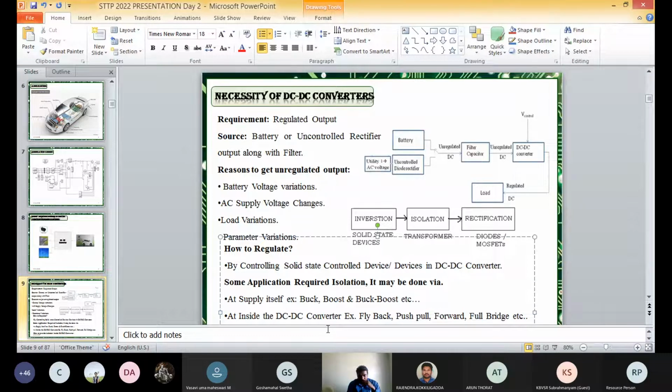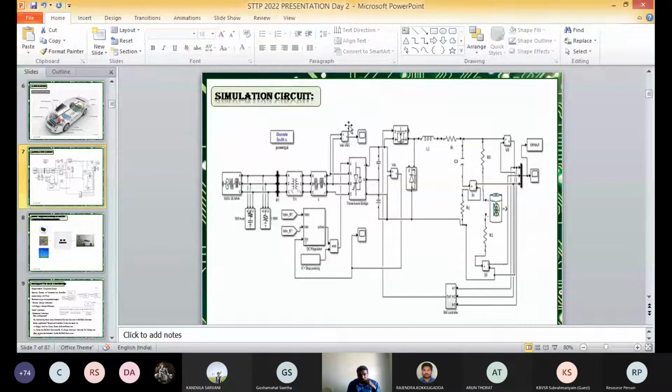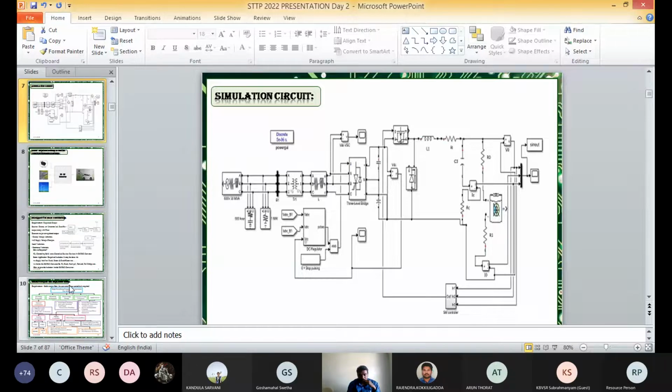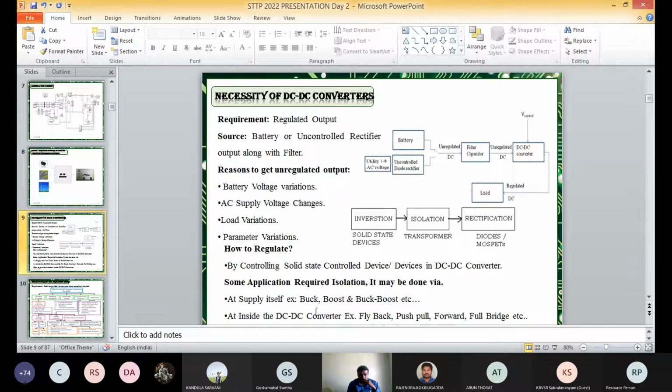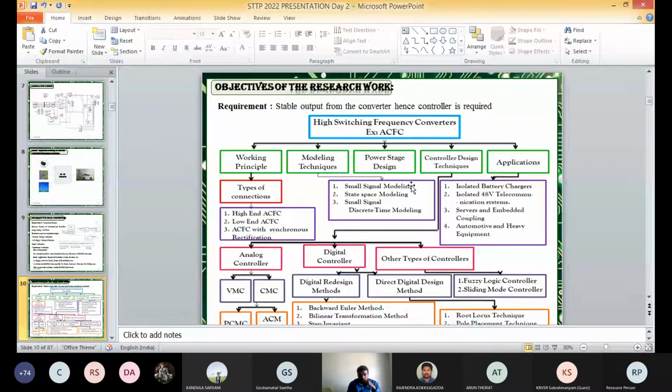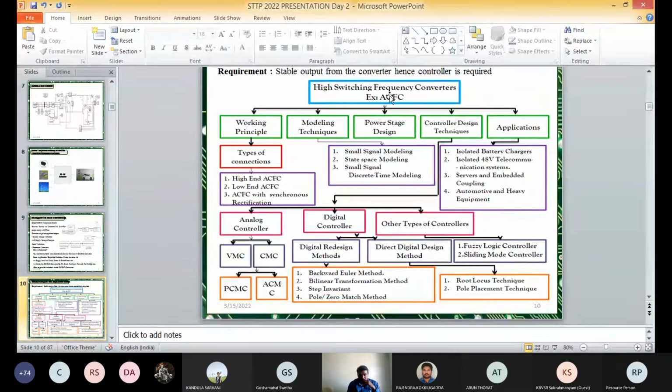In today's session we are going to discuss both the non-isolated and the isolated types, four different types of converters. Finally we are trying to develop the complete system like this, by designing the controller and everything. So with this analysis, if you want to do research in the field of DC to DC converters, this is the roadmap.